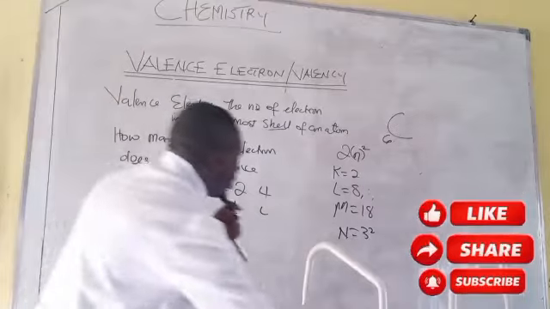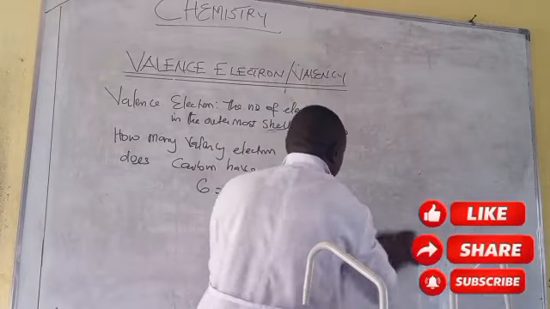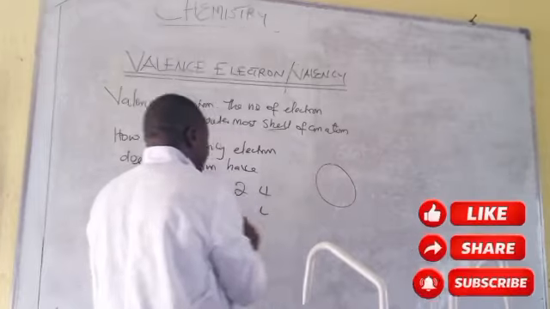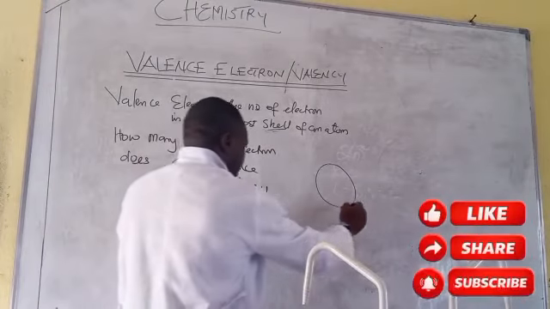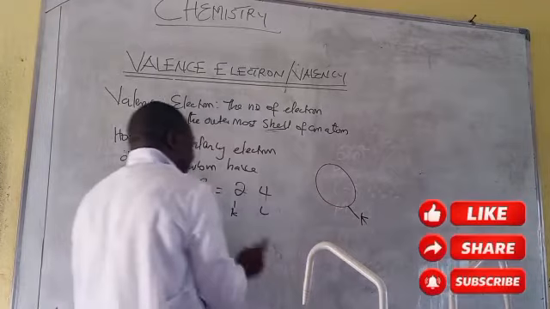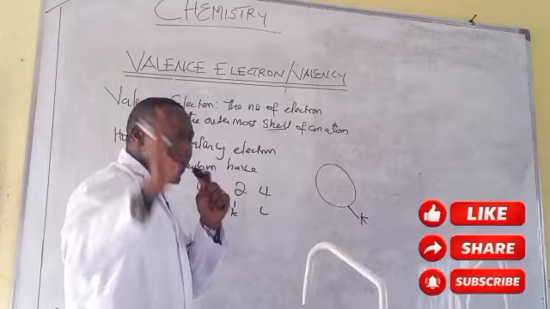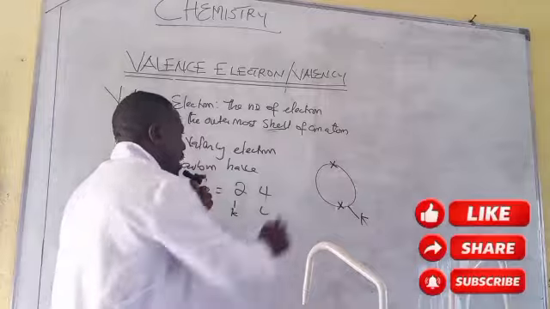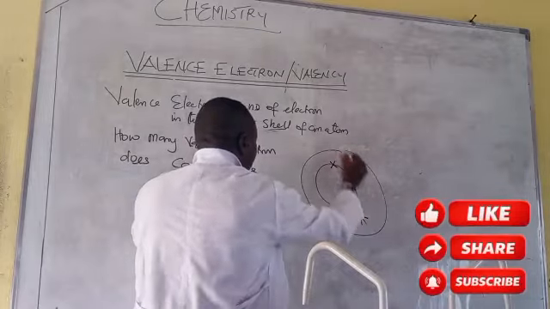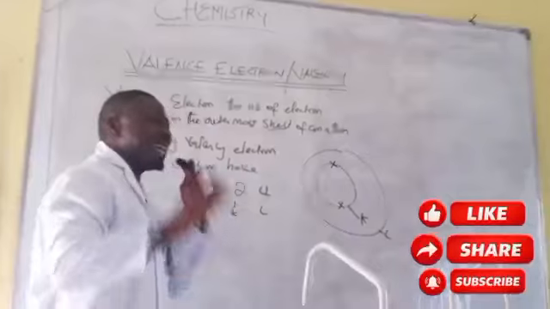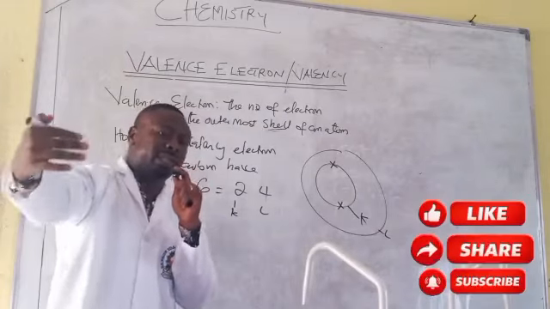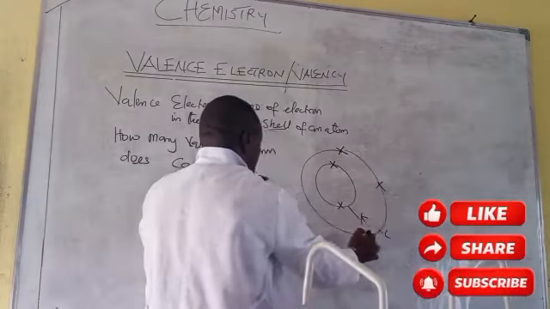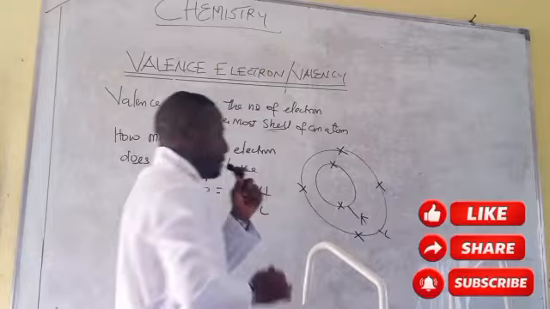So let's draw, please. For example, I have a circle. This is the first shell, which is your K shell, and it will accommodate 2 electrons. 1, 2. Now I have the L shell. Remember, the L shell can accommodate 8 electrons, but in this case we have 4 here. So I have 1, 2, 3, 4.